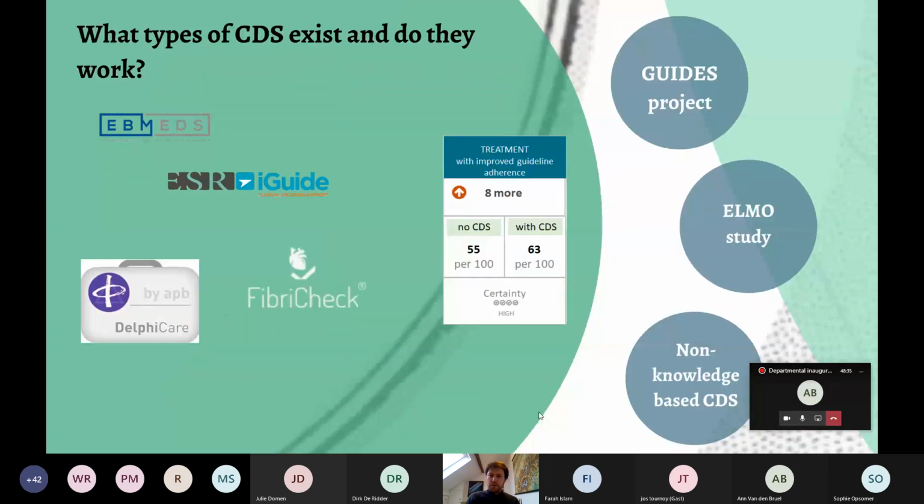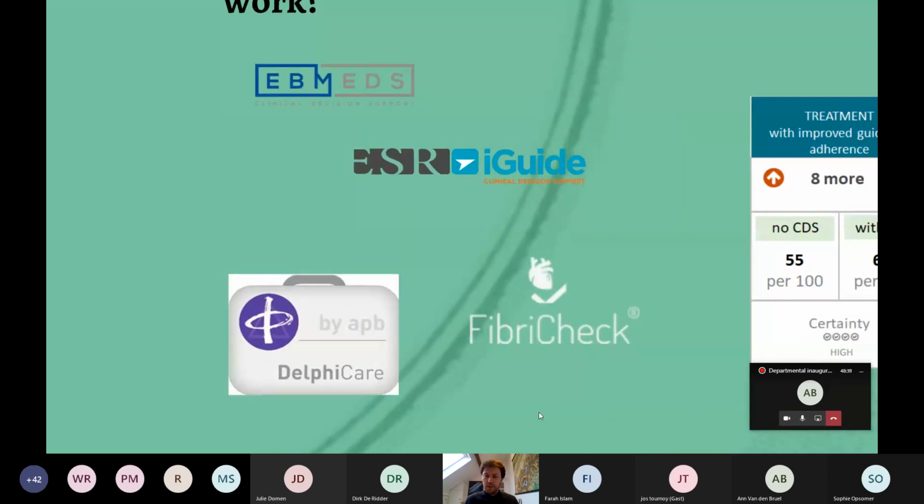What types of decision support systems are there, and do they work? And here I just illustrated some, which some people may know. And some of the research that we've been doing was using EBMEDS. It's a clinical decision support system which is knowledge-based and uses recommendations on a whole wide array of conditions in primary care, especially, but also for secondary care. And generates reminders which are then sent to the clinician in primary care.